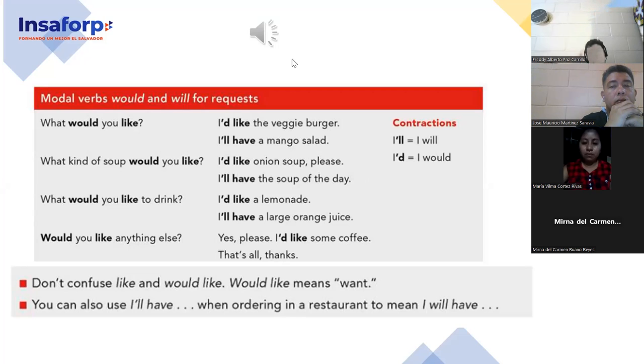The use of would like. Okay, we use would like to be more polite when we want to know if somebody wants to get anything, or to get information about the likes and dislikes of the people.